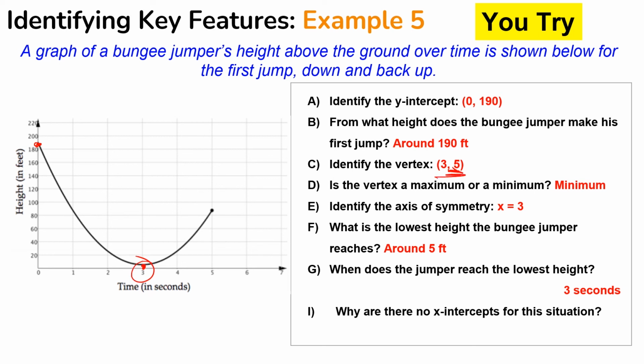And why are there no zeros for this situation? So an added piece there. Well, if you think about bungee jumping, the bungee jumper should not hit the ground. That would be a horrible thing. And so that graph does not cross the x-axis, because the jumper leaps and he bounces back up, and so he does not hit the ground.